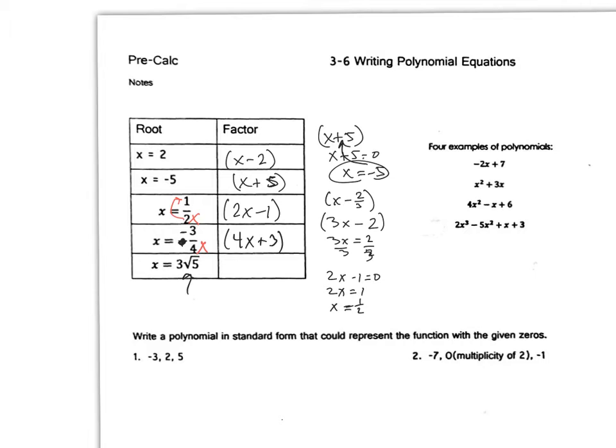Anytime you have a radical, that is not something we really factor. You don't really factor something and end up with a radical, so we're just going to go ahead and write this just like we would if it was a number like 2 or 7. So this will be x minus 3 radical 5.